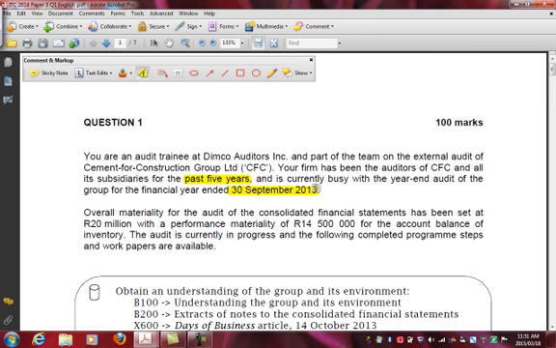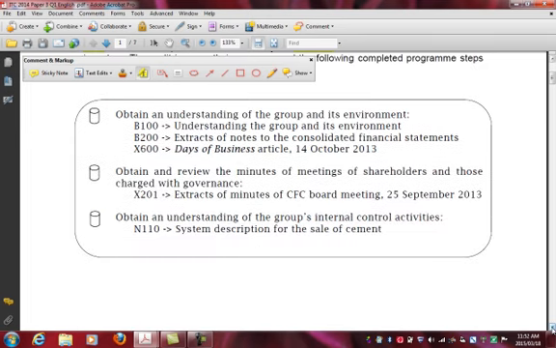Overall materiality for the audit of consolidated financial statements has been set at 20 million rand, with performance materiality of 14.5 million rand for the account balance of inventory. Okay? So they've lowered the performance materiality specifically for the account balance of inventory. The audit is currently in progress and the following completed program steps and work papers are available. Have a look at those work papers.